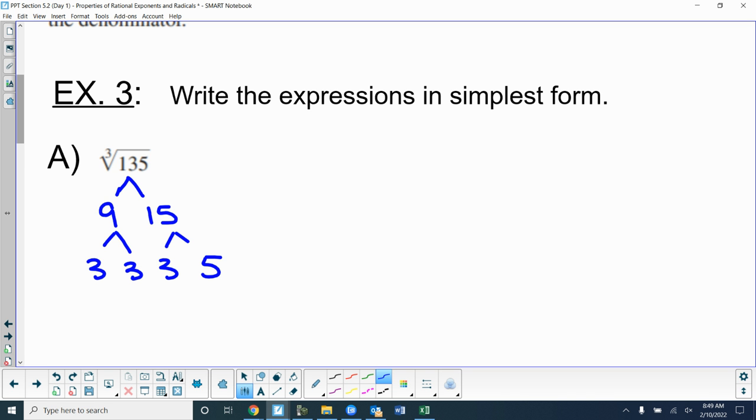I'm looking for a group of how many? 3 because it's cube root, right? So what can I pull out front? What's left? 5. Now it's not square root of 5, it's what? Cube root. So don't forget to write the index. You're used to just doing square root, right? We've done that before with square roots and simplifying. But remember, you gotta use the same index.